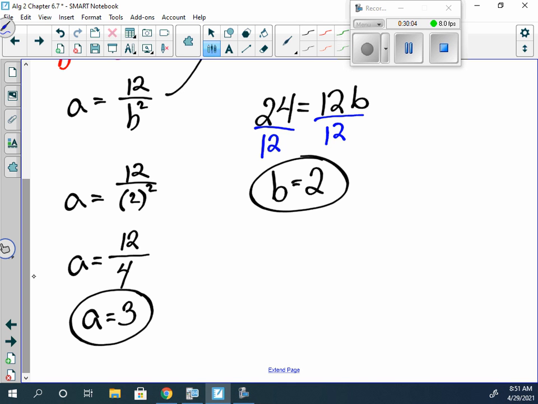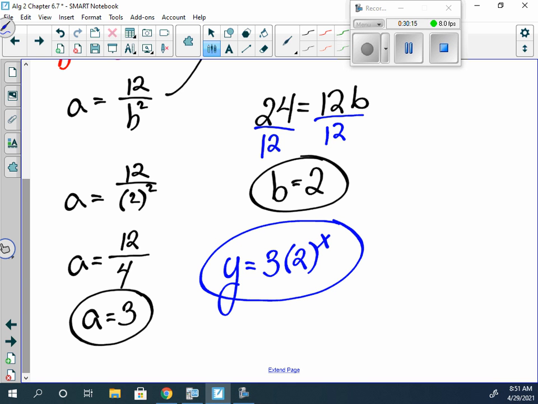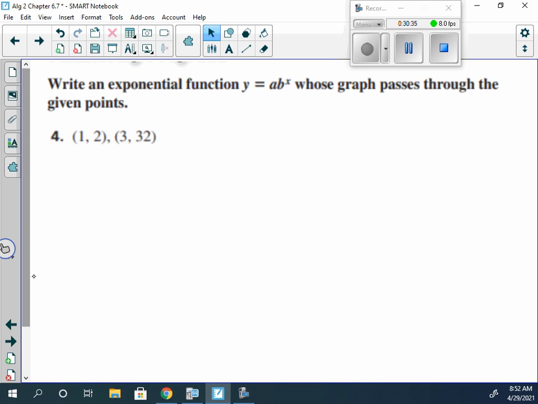So at this point here, we would plug it back in. y is equal to a times b to the x, and we would get this equation here. Any questions on any of these here thus far? Yes. Let's look at one more here. We'll look at this one here, and then we'll continue this tomorrow.